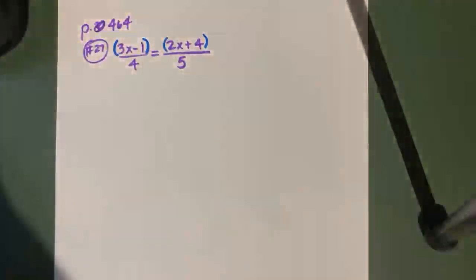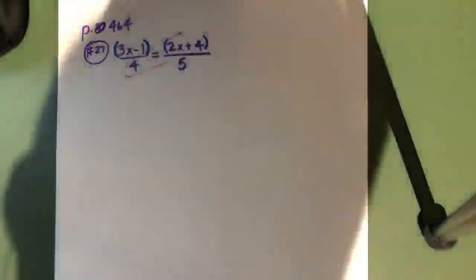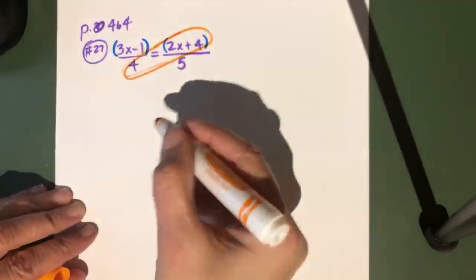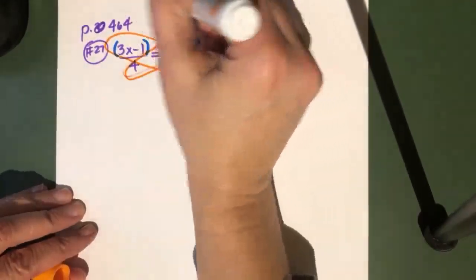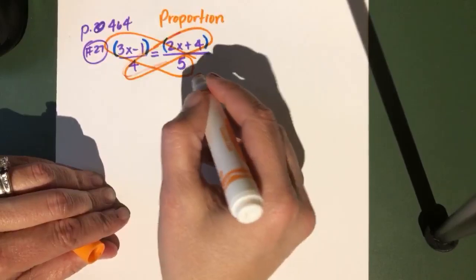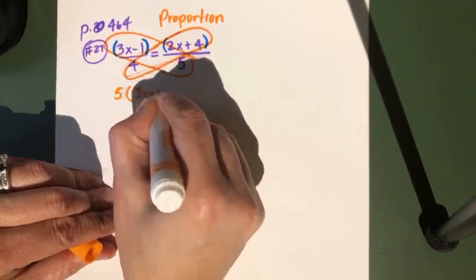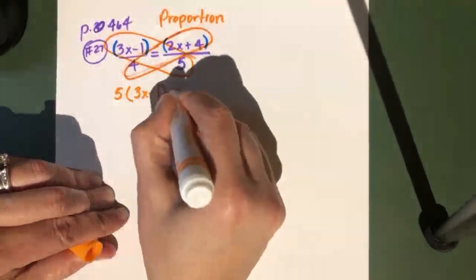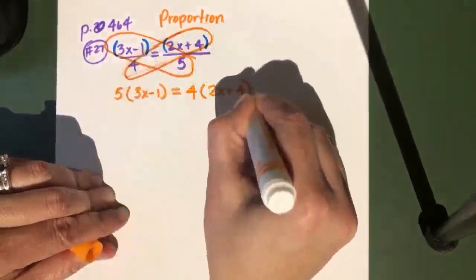This is number 27 on page 464, okay? I'm going to cross multiply with a better pen because this one sucks. Sorry, did I say that out loud? So I'm going to cross multiply here and cross multiply here. Anytime you have a proportion, remember this is a proportion, all of the stuff we're doing with similarity has to do with being proportional, meaning equal ratios. I'm going to set it up this way. So on this side, I have 5 times the entire quantity, 3x minus 1. On the other side, I have 4 times the entire quantity, 2x plus 4.